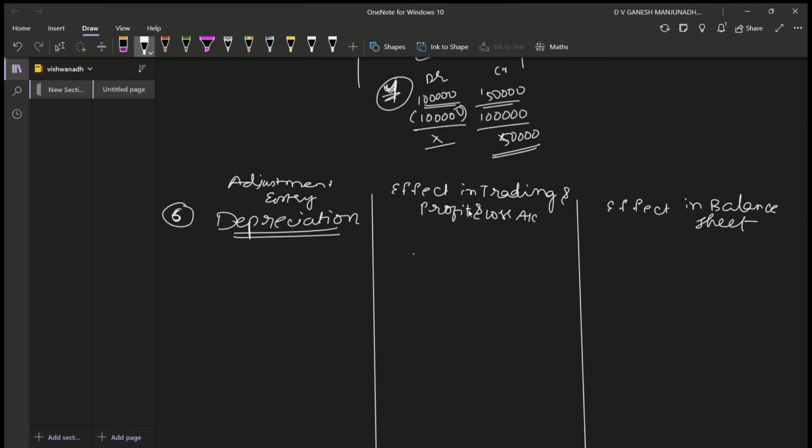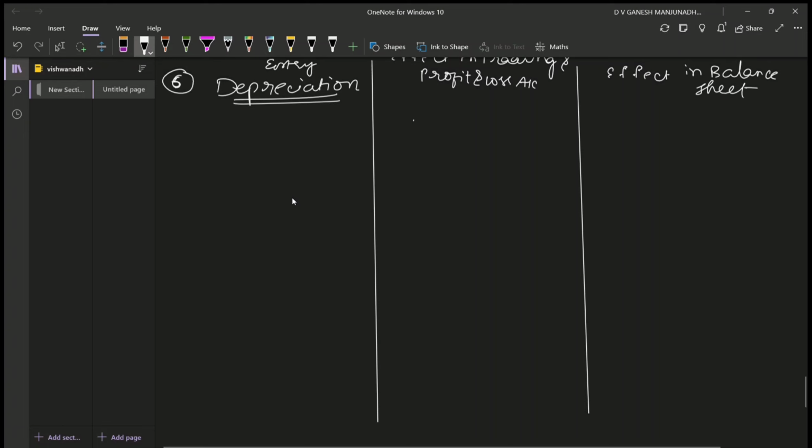Let us see now the entry for depreciation. But what does depreciation mean? Depreciation is a non-cash expenditure of an asset. Depreciation is a decrease in value of an asset due to usage and wear and tear. That means there is a decrease in the asset. As it is decreasing, the usual balance of the asset is on the debit side. As we are decreasing the debit balance, we have to credit the asset account.